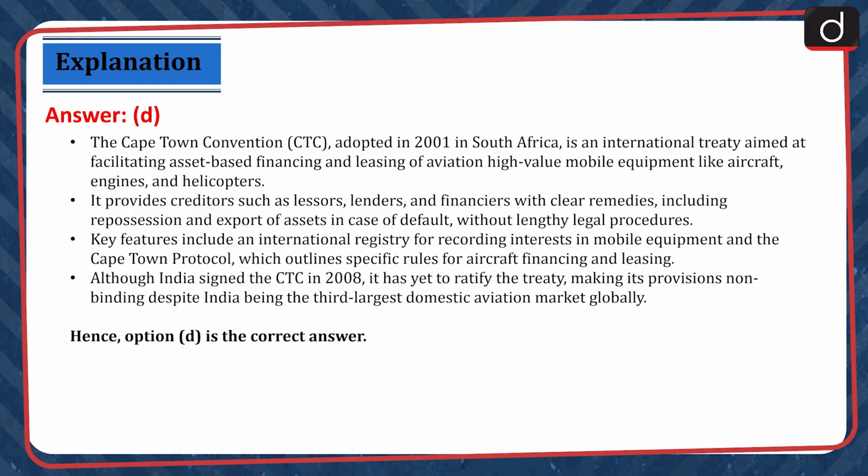Key features include an international registry for recording interest in mobile equipment and the Cape Town Protocol, which outlines specific rules for aircraft financing and leasing. Although India signed the CTC in 2008, it has yet to ratify the treaty, making its provisions non-binding despite India being the third largest domestic aviation market globally. Hence, option D is the correct answer.